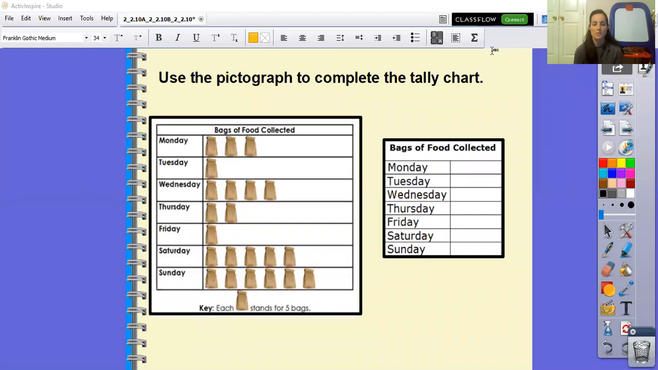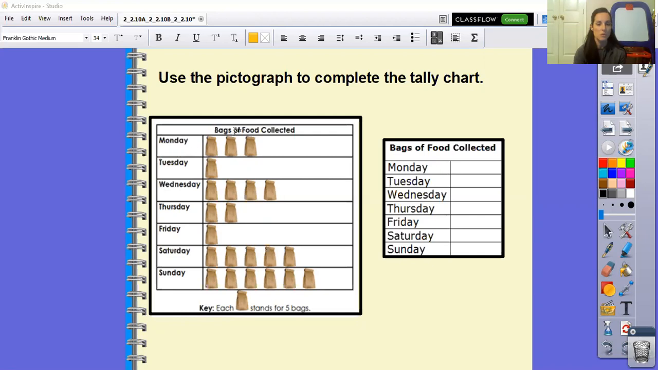So before we get started, we are going to review pictographs. Last week we did bar graphs, and this week we are doing pictographs. Remember, when you see pictograph, pic means picture. So that's always a quick way to remember it. So picture, and we're using that symbol to represent our numbers. Okay, so we're looking at this pictograph, and we're going to complete the tally chart. So we're going to interpret this data.